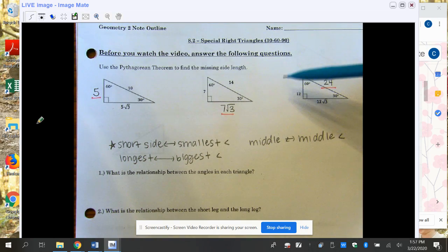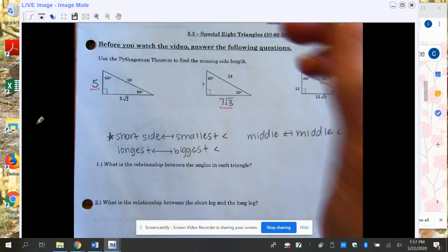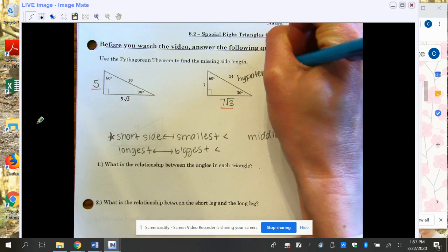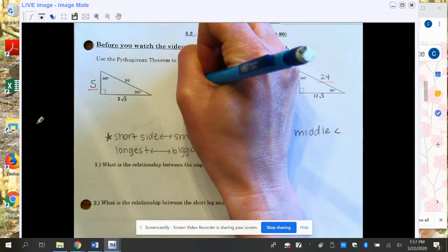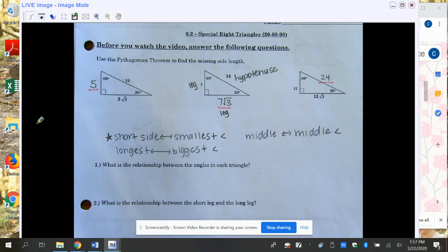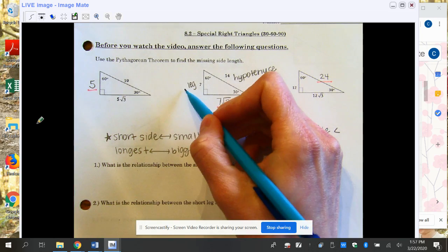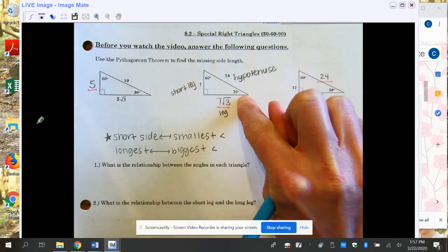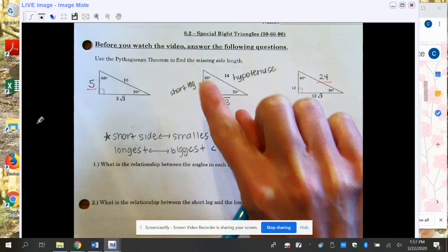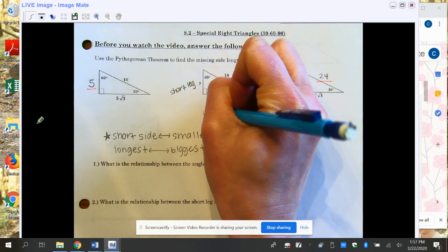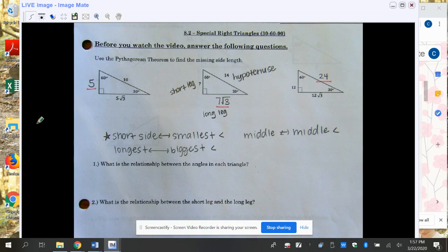Then we also need to remember the other vocabulary: this is always called the hypotenuse, and the other two sides are called the legs. In this instance, we're going to call this leg the short leg because it's always going to be across from the 30-degree angle, so it's always the shortest leg. And this is going to be called the long leg because it's the longer of the two legs, since it'll always be across from the 60-degree angle.